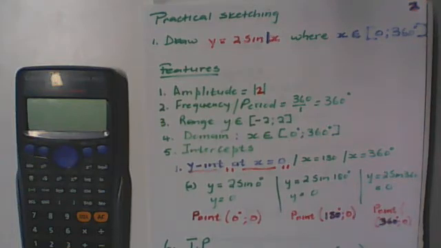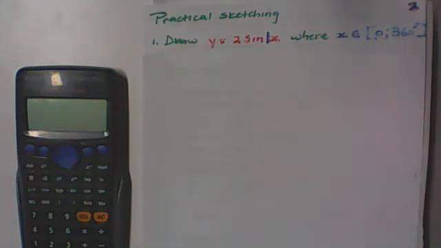Practical sketching. This is when you do the sketches. It says, draw y is equal to 2 sine x. I wrote that one there to show you that if there is no digit attached to x, it's 1. Then what are our a and b? Our a is 2, that is positive, and then our b is 1.